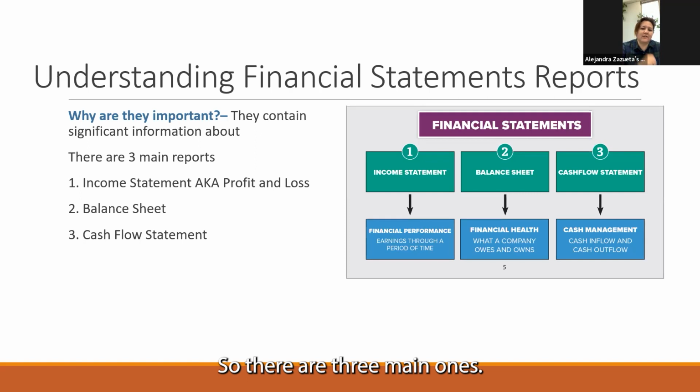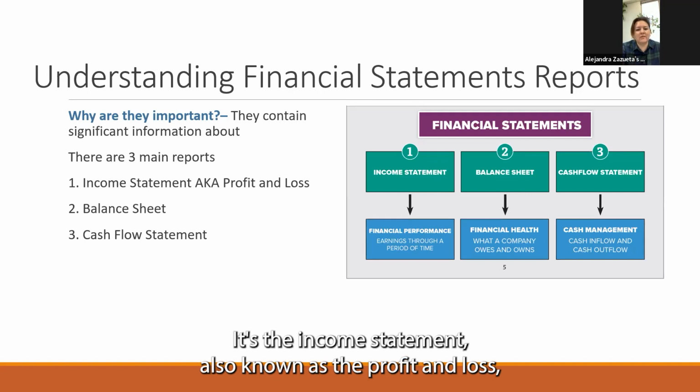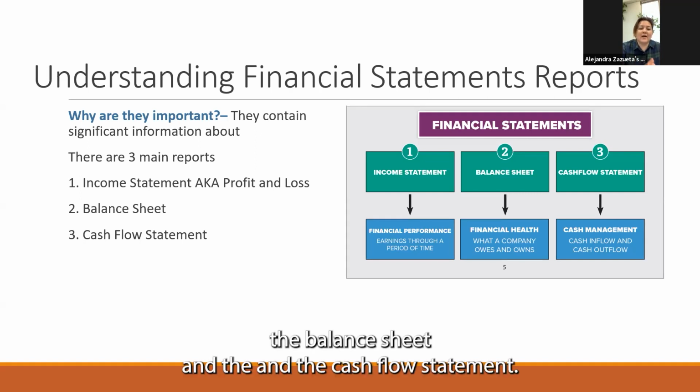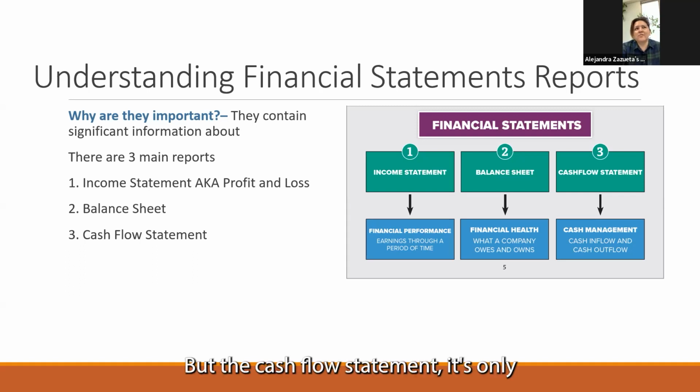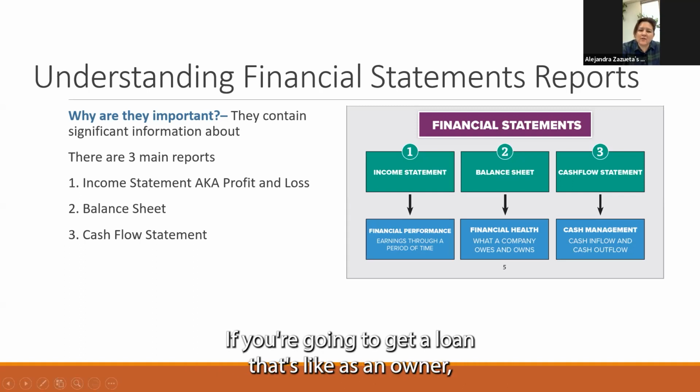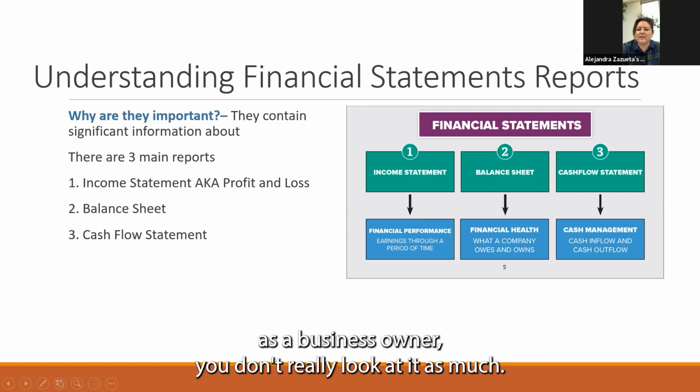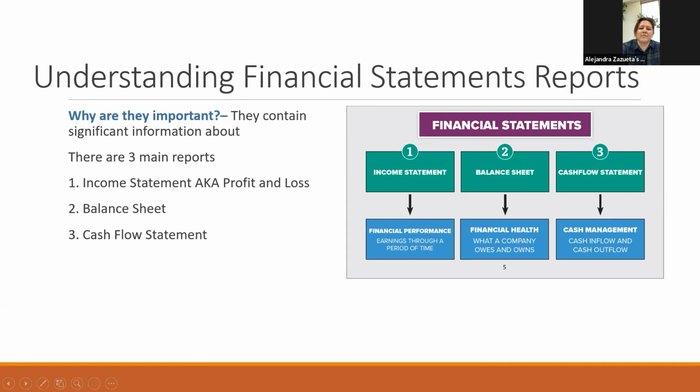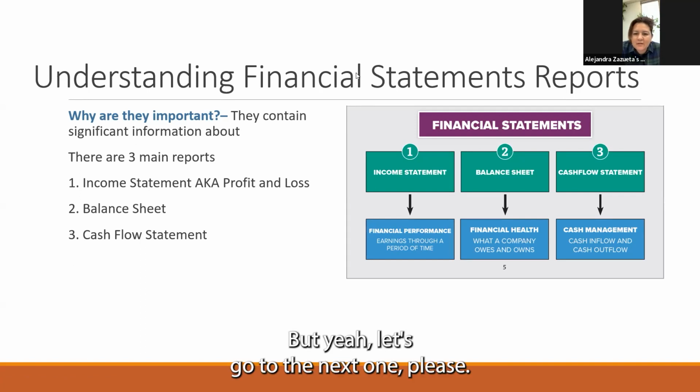So there are three main ones. It's the income statement, also known as the profit and loss, the balance sheet, and the cash flow statement. But the cash flow statement is only required by a bank if you're gonna get a loan. As a business owner, you don't really look at it as much. But yeah, let's go to the next one, please.